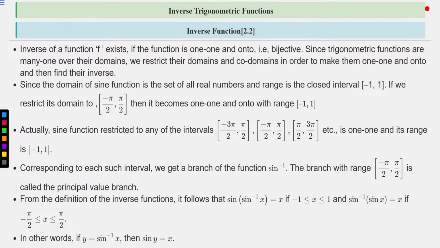In other words, if y is equal to sine inverse x, then sin y is equal to x. If y is equal to sine inverse x, then we can take sin y equal to x, right? Clear? Okay. Let us move on.